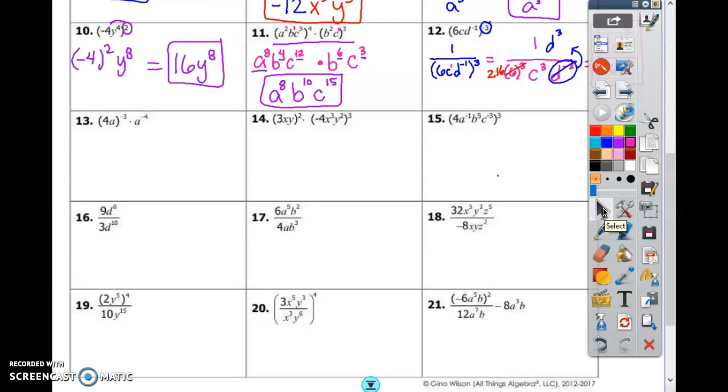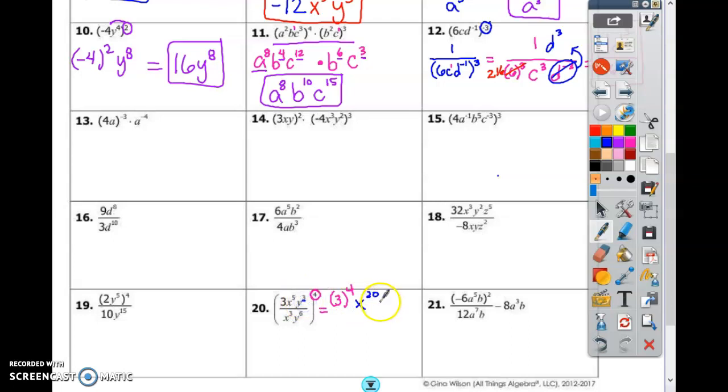Let's do problem number 20. Problem number 20. That 4th power is going to go into everything inside. So that's going to be 3 to the 4th power on top. And we're going to figure out what that is in just a little bit. And then the rest of the stuff just gets multiplied. So 5 times 4 is 20. I have x to the 20th power on top.